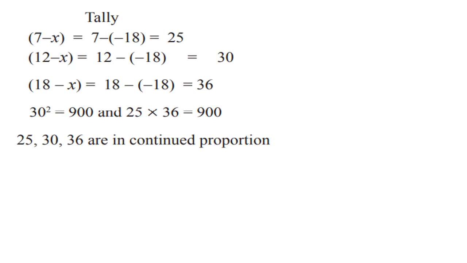Here the tally of that question is given, that we are subtracting minus 18 everywhere. So 7 minus x, that is 7 minus of minus 18, which will give us 25. Then 12 minus of minus 18, that will give us 30, because minus into minus is plus. And here 18 minus of minus 18, that will give us 36. So 30 square is 900, and 25 into 36 is also 900. So see, we got the same product, and therefore we can say that they are in continued proportion.